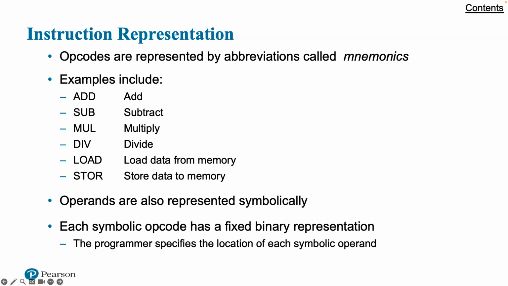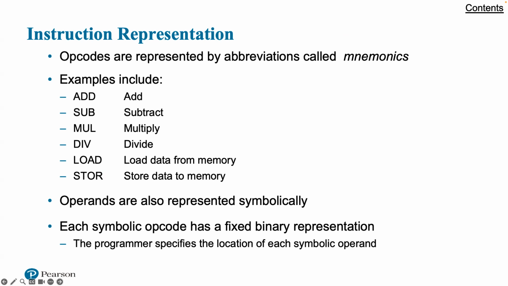Common examples are add for add, SUB or sub for subtract, mul for multiply, div for divide, load for load data from memory, and store data to memory. So they try and be representative of the kind of things that they do, if at all possible. Operands are also represented symbolically.